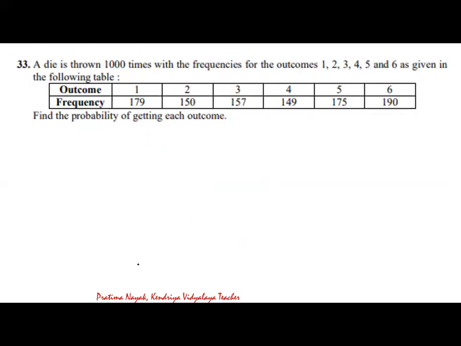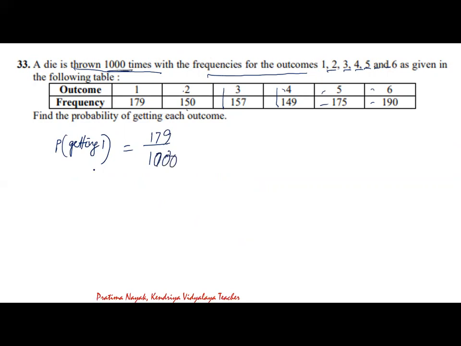Next, question number 33. It is a question of probability. A die is thrown 1,000 times with the frequency for the outcomes 1, 2, 3, 4, 5, 6 as given. Find the probability of getting each outcome. So probability of getting 1 is equal to 179 by 1000, because it is 1000 times.